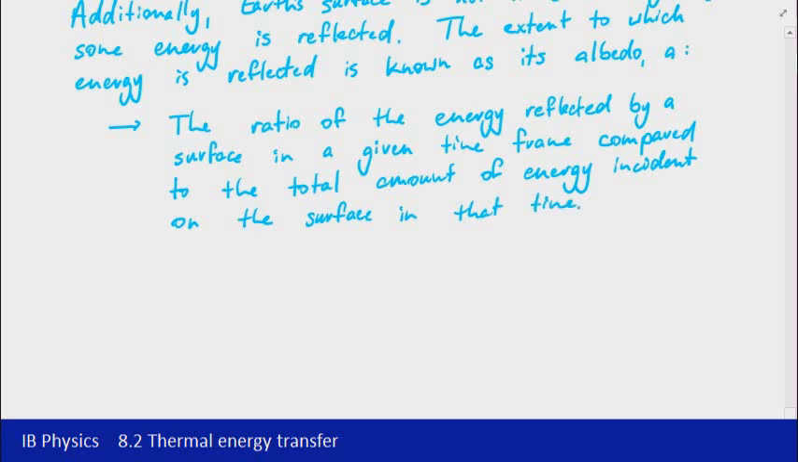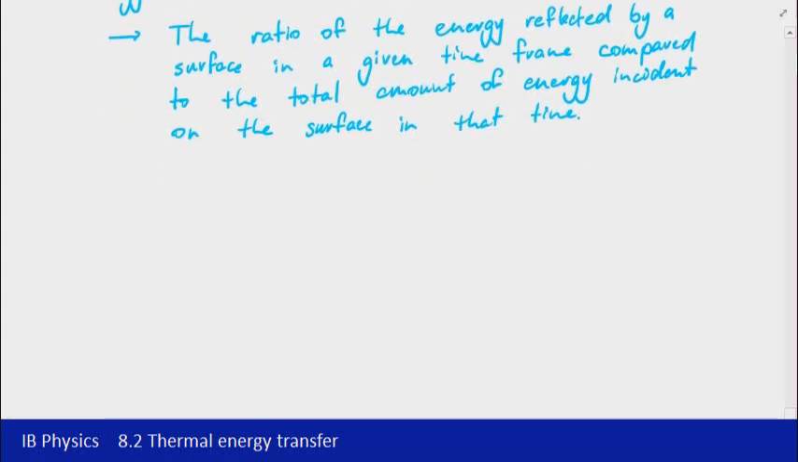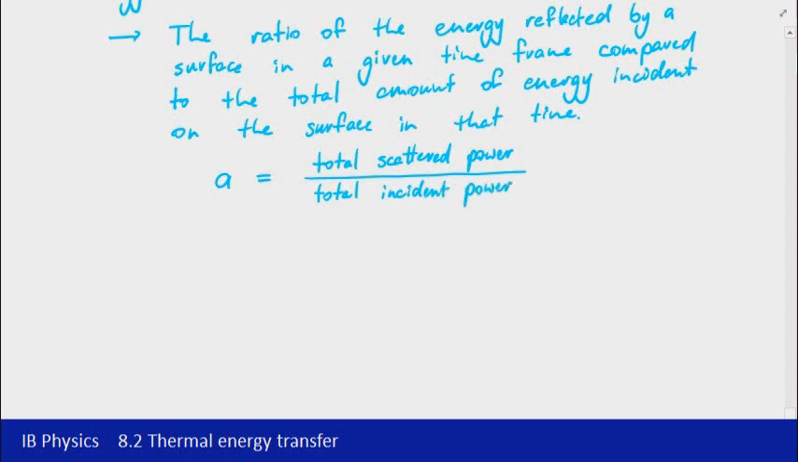It then ties into different surfaces and how much energy is going to be reflected, how much is going to be absorbed. So you can think of the equation as A being equal to, and this is from the data booklet itself, the total scattered power, so if we think about scattering, same as reflecting off the surface, over the total incident power. As I said, that's an equation from the data booklet, so I'll just go through and highlight that quickly.